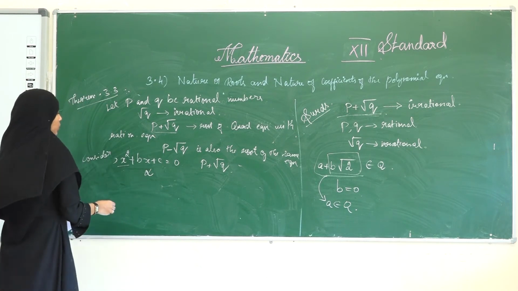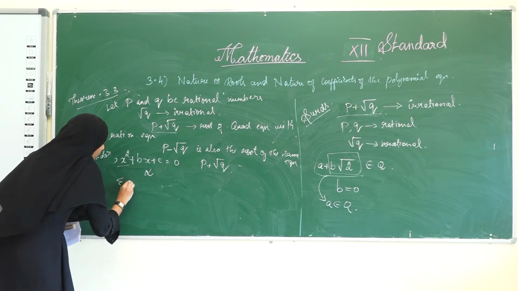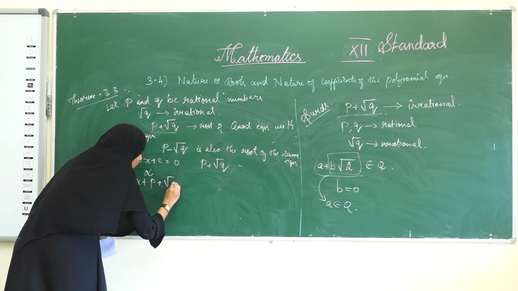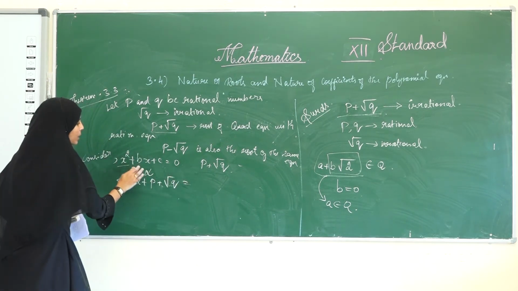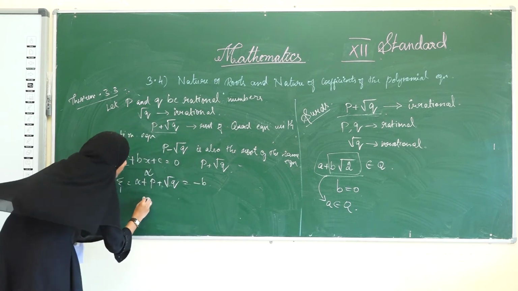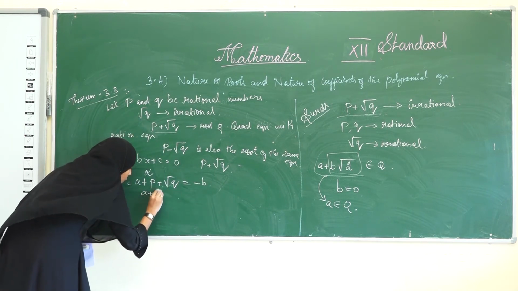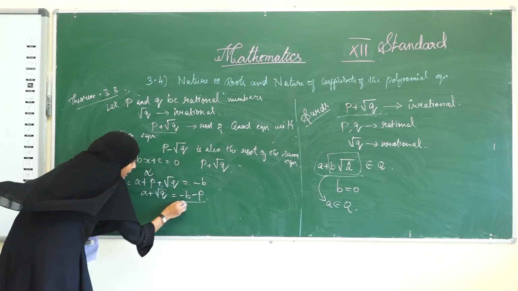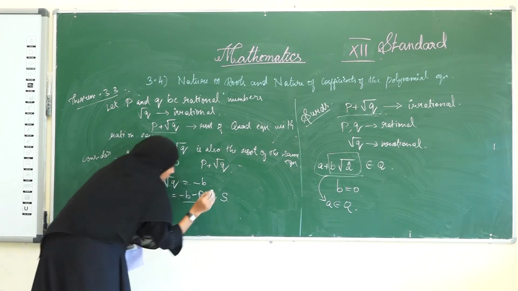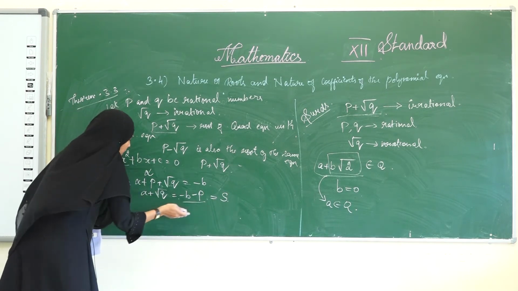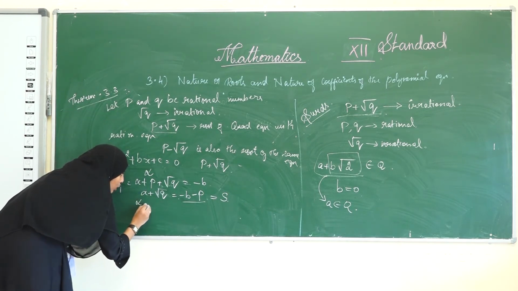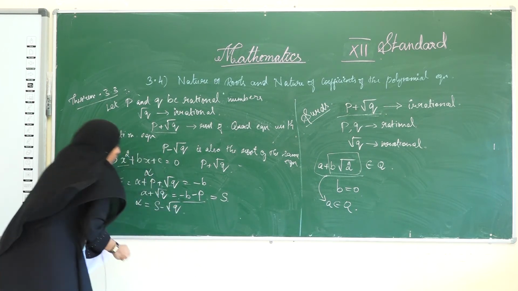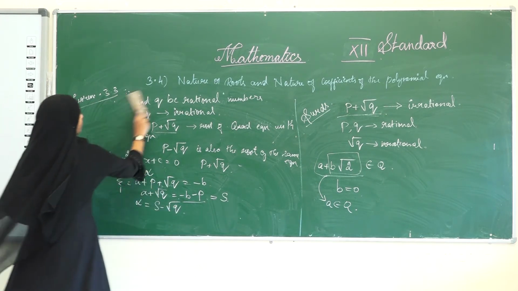Now what we are going to find: summation 1, the sum of the roots, alpha plus p plus root q is equal to minus b. So alpha plus root q alone, we are going to take this side, is equal to minus b minus p. Let us take this value as s. Therefore, what will be the value of alpha? S minus root q.